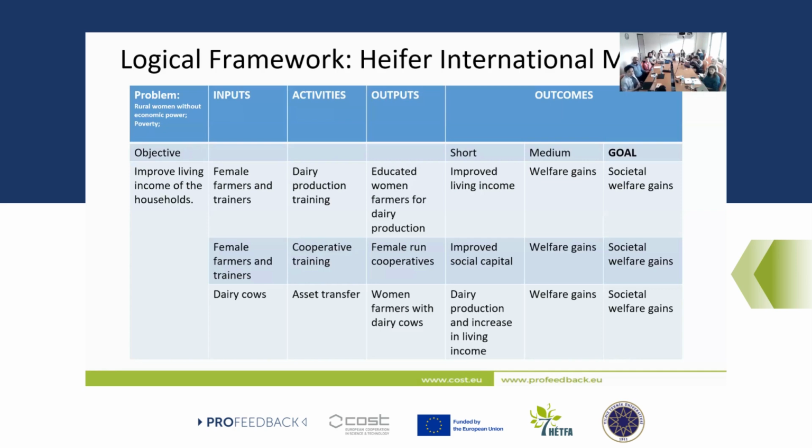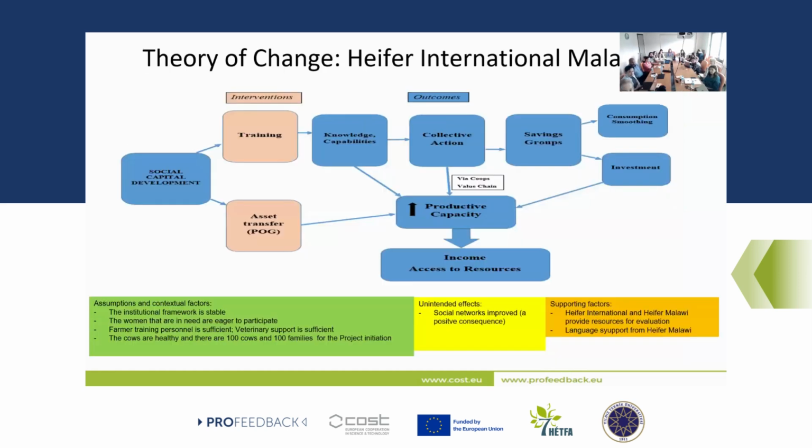Educated women farmers for dairy production, a female-run cooperative, women with dairy cows. Outcomes: short-term improvement in living income, improvement in social capital, daily production, medium-term welfare gains. The goal is the societal welfare gains, so this will carry on to sustainability for the generations to come. The theory of change is a little bit more complex, but not that complex in this example.